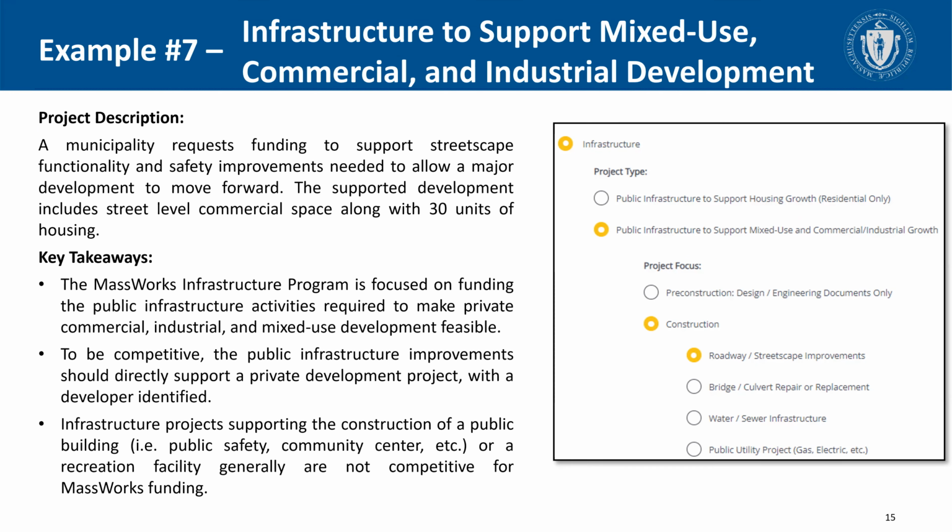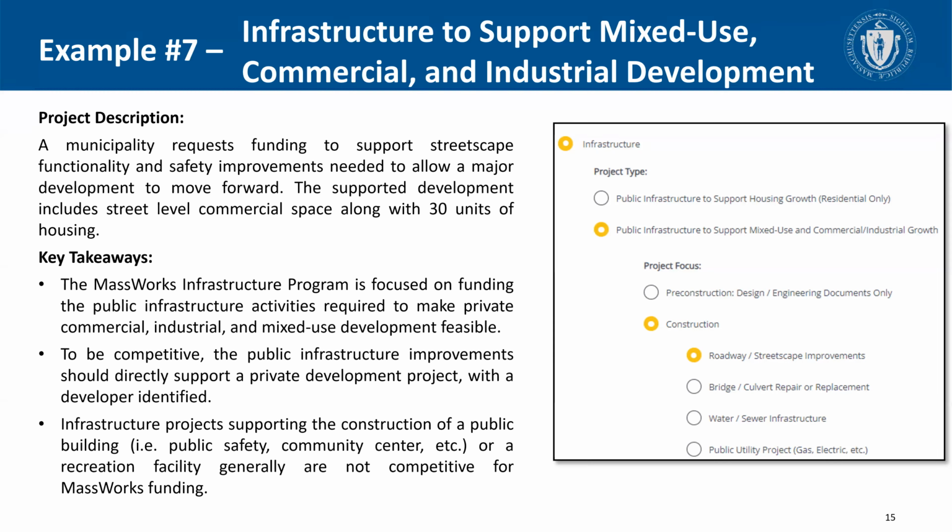Switching to the other side of infrastructure, here we have a municipality requesting funding to support streetscape functionality and safety improvements needed to allow a major development to move forward. The supported development includes street-level commercial space along with 30 units of housing on the upper floors. So although similar to the last example, the infrastructure improvement here supports the development of both housing units and commercial space, making it a mixed-use development.